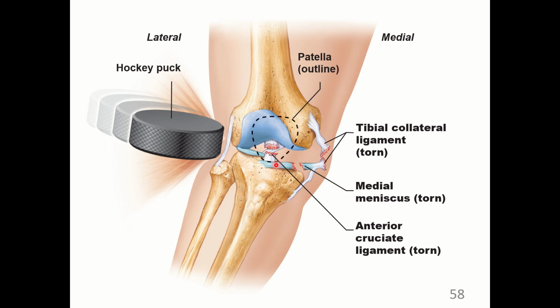And again, I said that anterior cruciate ligaments can be torn if you turn too quickly while running, because it can twist this and snap it.